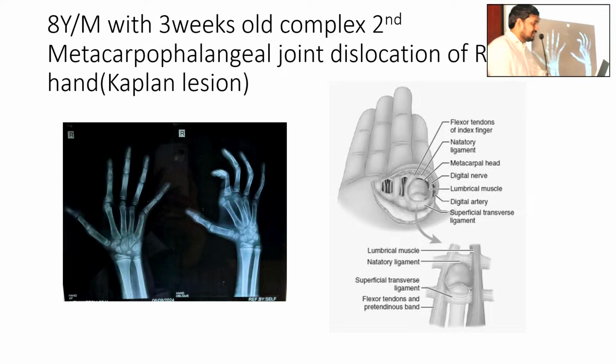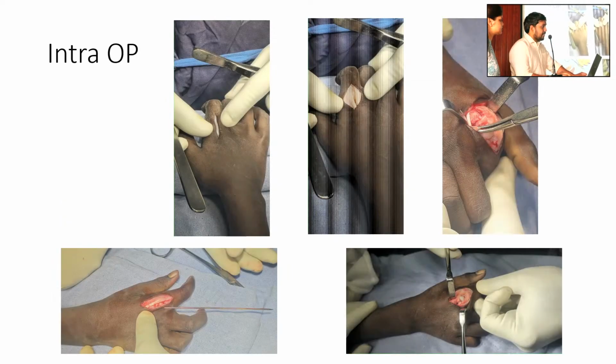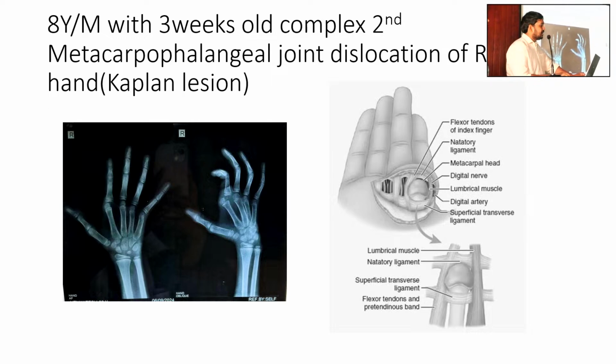It is an 8 years old boy with a 3 weeks old complex second metacarpophalangeal joint dislocation of the right hand. It is a Kaplan lesion, and these are the intraoperative pictures. It's a Kaplan lesion, sir. We have tried, sir, but we were unable to. No, sir, it was 3 weeks old, sir. 3 weeks old. Yes.